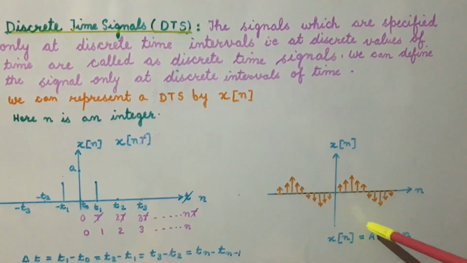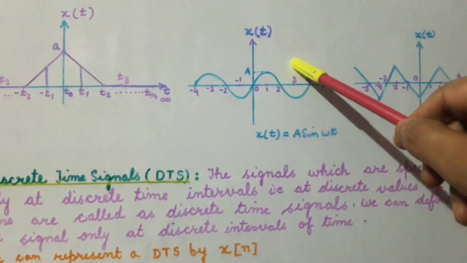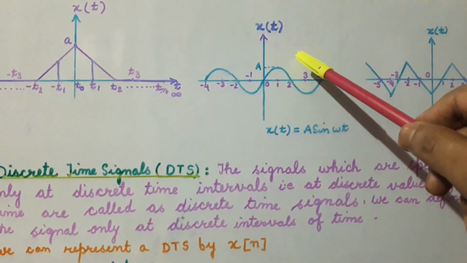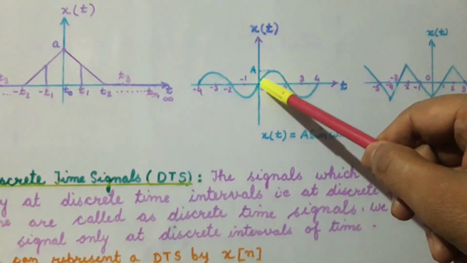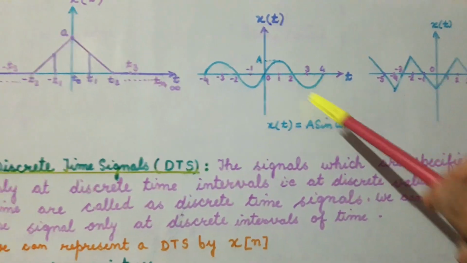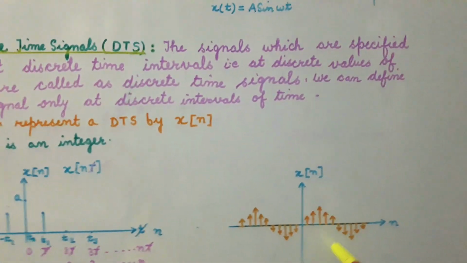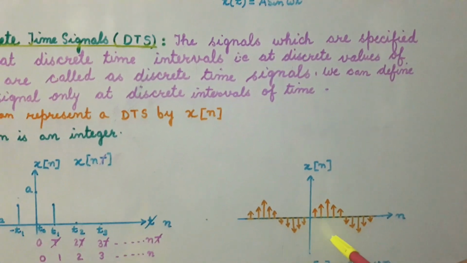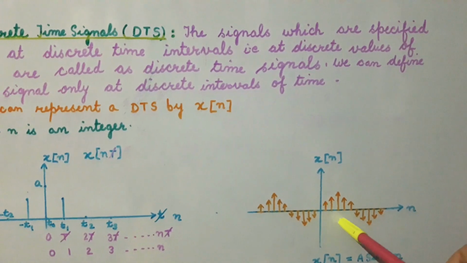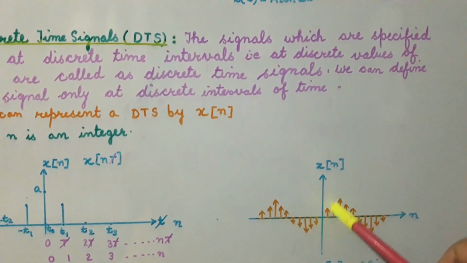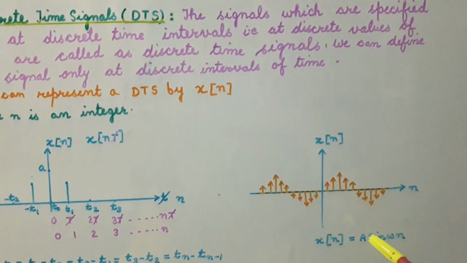Now let us consider this signal. This signal has been obtained from the sine wave of this figure. So from the sine wave of this figure, we have specified this signal at discrete intervals of time, and from this plot we have obtained this discrete time signal, because this signal is not specified at all intervals of time, but it is only specified at certain discrete intervals of time. So this is a discrete time signal.